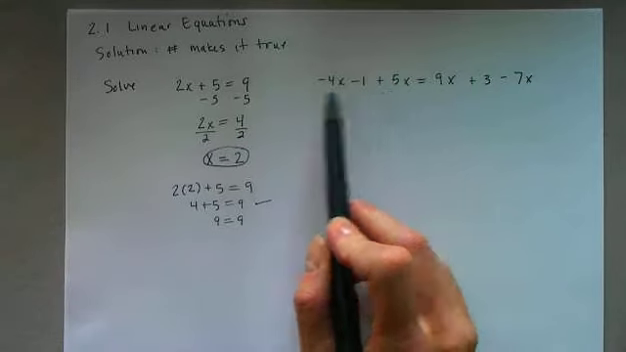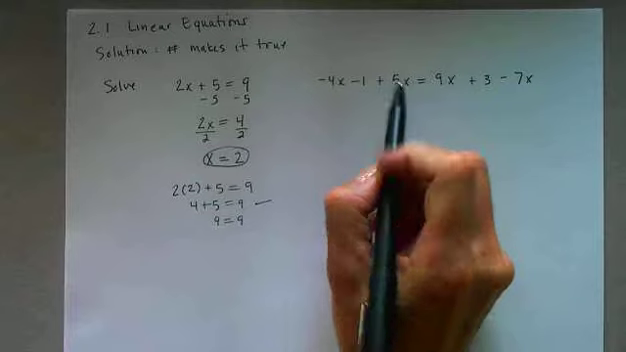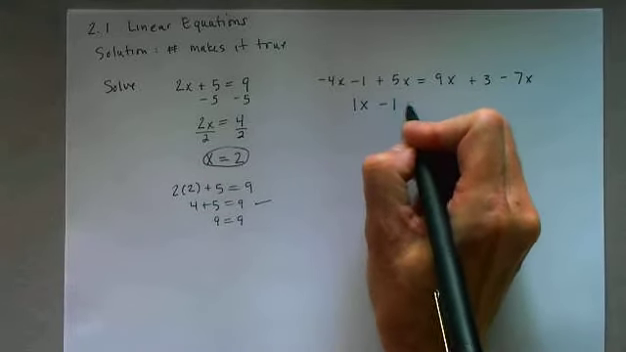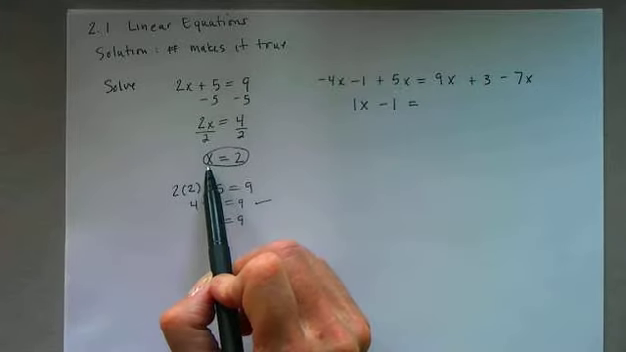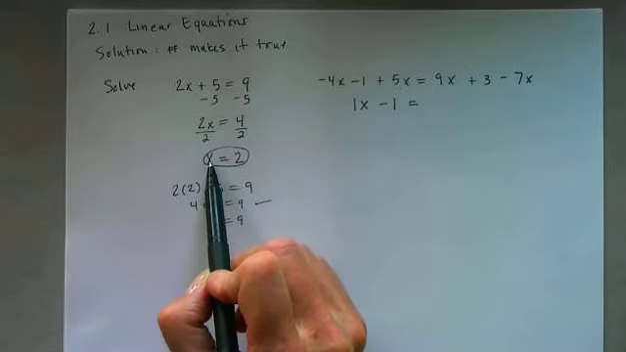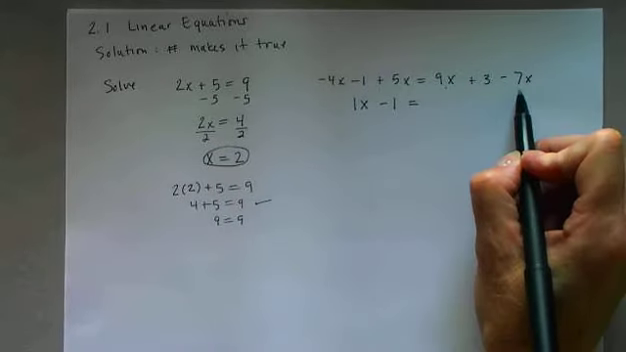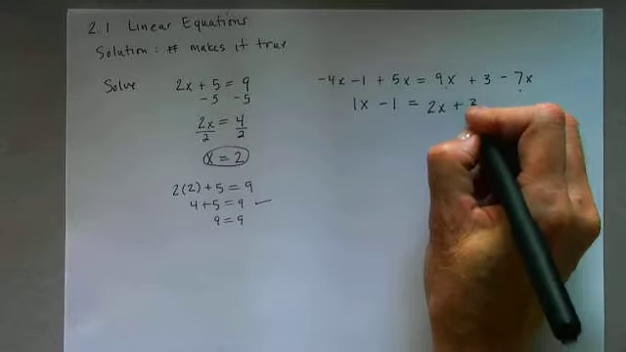So if I'm on this side of the equal sign, I'll just add negative 4x and 5x, which gives me 1x. And you can write 1x, or you can just write x. And if you just see an x, like we see right here, this means 1x. Alright, and right here I'm going to combine the 9x and the negative 7x. So I now have 2x plus 3.